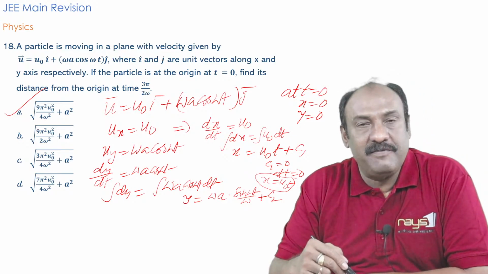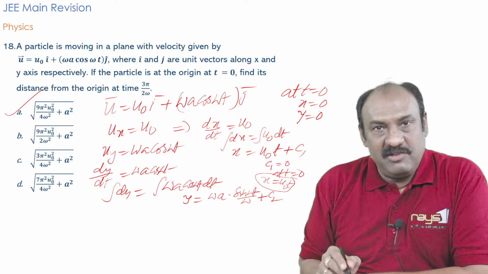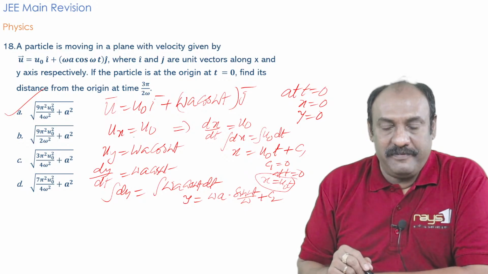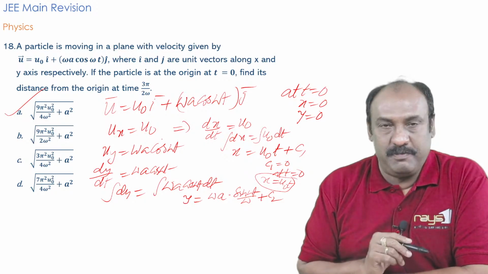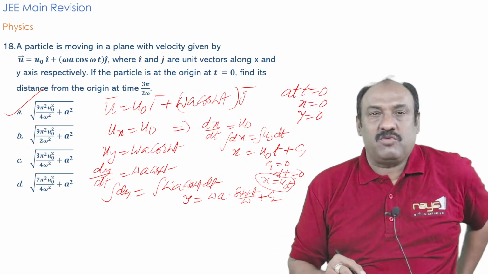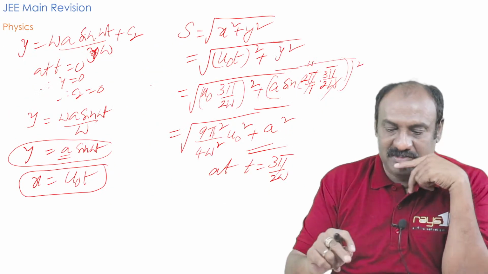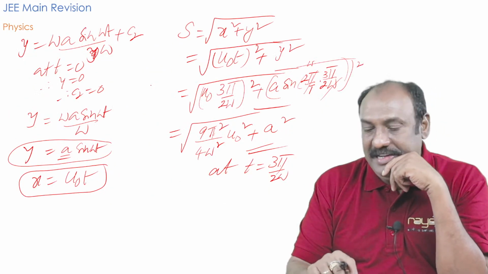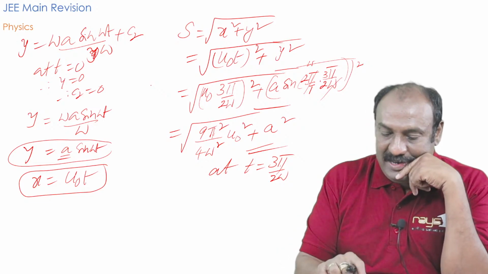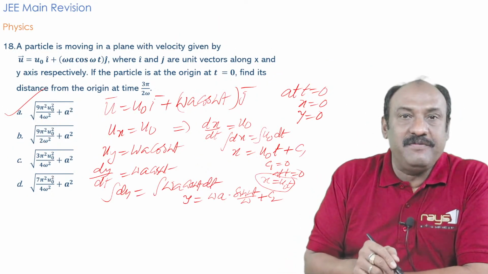So when the velocity equation is given, from that you calculate the displacement equations. Just by taking the horizontal component of velocity as ux, from that dx by dt. By taking the vertical component of velocity as uy, from that dy by dt, we can calculate the vertical displacement. So when a particle moves in a plane, the displacement of the particle after t seconds is given by root of x square plus y square at a particular time, that is 3 pi by 2 omega. After calculation of the x and y values at t equal to 3 pi by 2 omega, we get this value as minus a whole square, that is a square, and this value as 9 pi square by 4 omega square into u naught square. So this is the answer for this question. Answer is A for question number 18.